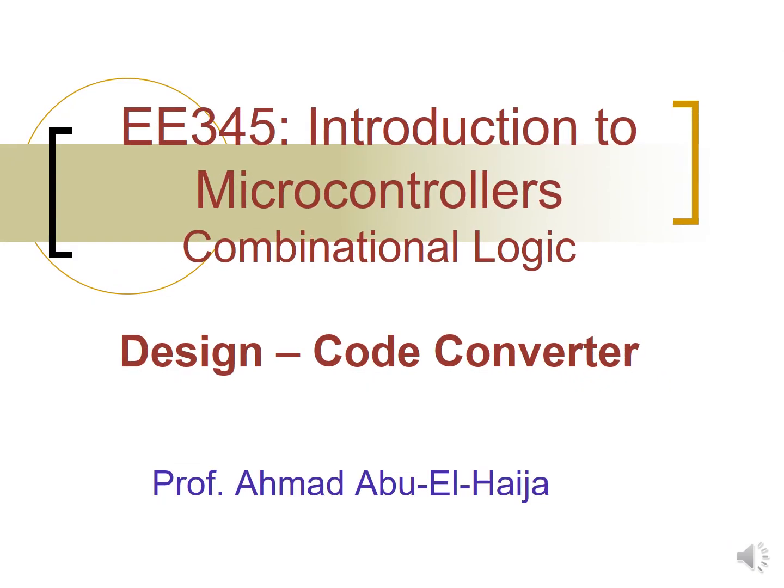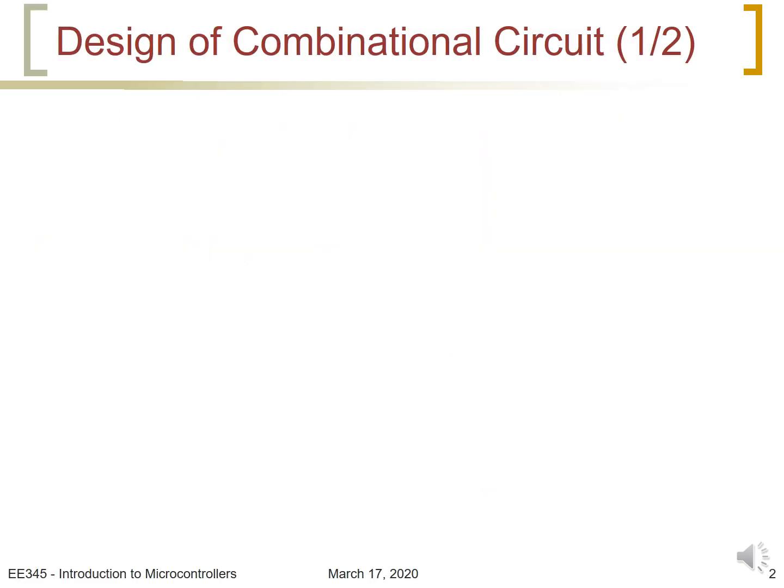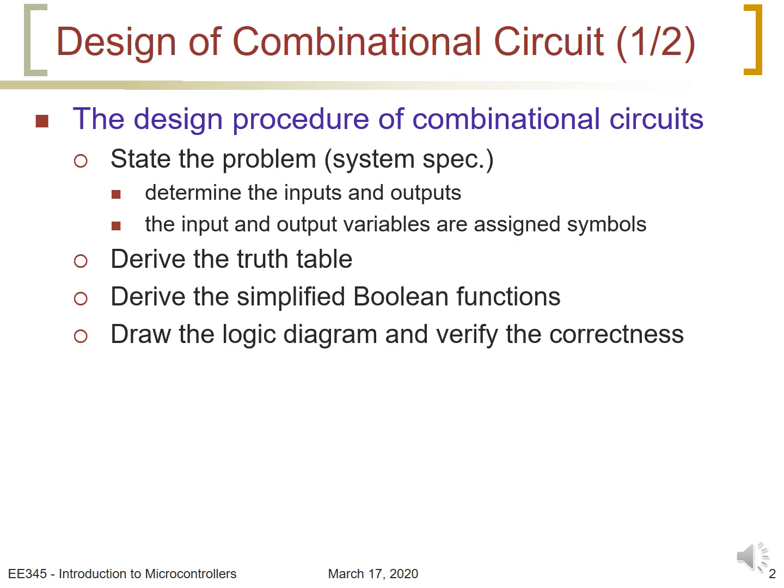Now we look at the design in general and we start with the code converter. For the design of combination circuits, first we need to state the problem, which we call the problem description. From this problem description, you do everything else. The first thing you do is determine the inputs and the outputs of the circuit, which means how many inputs and how many outputs, and then you assign symbols to the inputs and outputs. So you give them names.